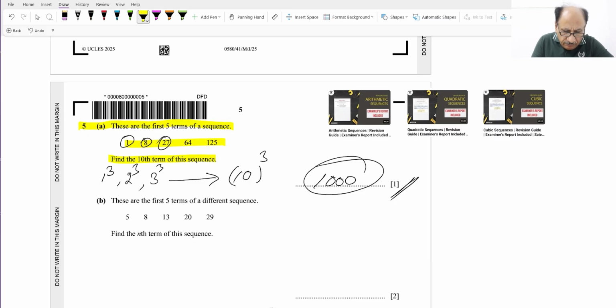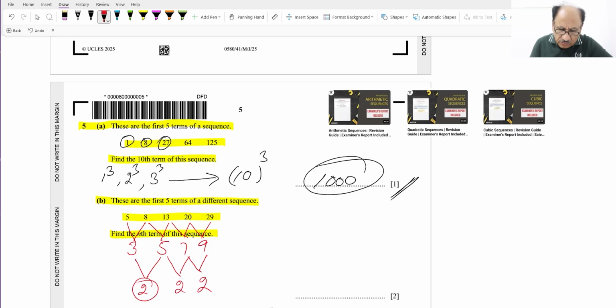Further, we can go through B part. These are the first 5 terms of a different sequence, and this is the sequence provided, and we need to find the nth term of the sequence. This is the easier one, but if you check the first difference will be 3, 5, 7, 9, and first difference is not same, so we'll be checking for second difference, and the second difference is same, so second difference is 2. So in this case, because it's very simple, I'm directly trying for n square.